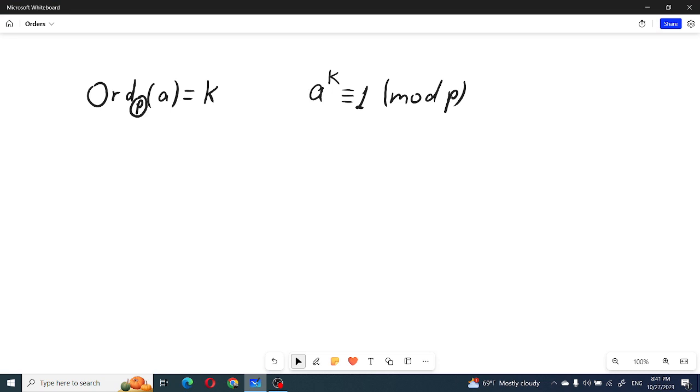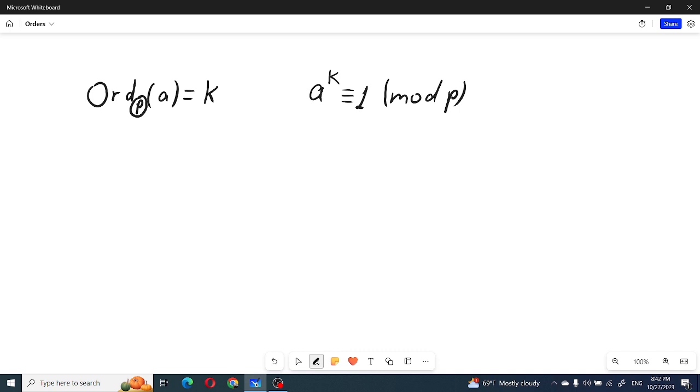Hello, today we will discuss orders of numbers. And what is order? If we are given any prime number p and positive integer a, and if we know that the order of a mod p equals k, this means that k is the first number such that if we take a to the k power, this number must be 1 mod p.